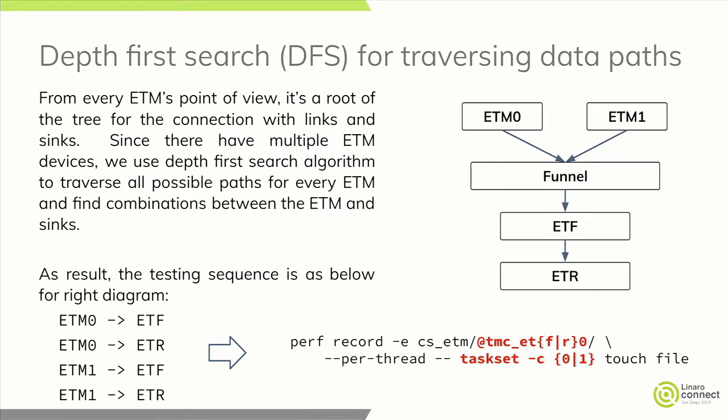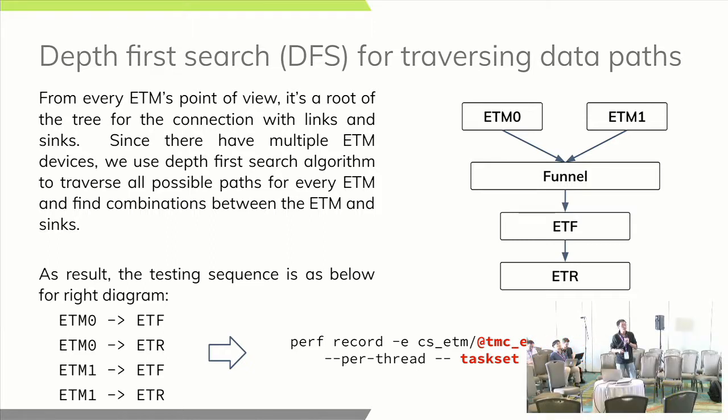Here is one simple algorithm to resolve this issue. We can take ETM 0, which only works for core 0, as the root of the tree, then traverse the data path with depth first search. So we can find the data path for ETM 0 to ETF or ETM 0 to ETR. And for ETM 1, we can do the same thing. So this is just a simple case. Maybe they have more CPUs and more components, so we can use this way to cover all the data paths.